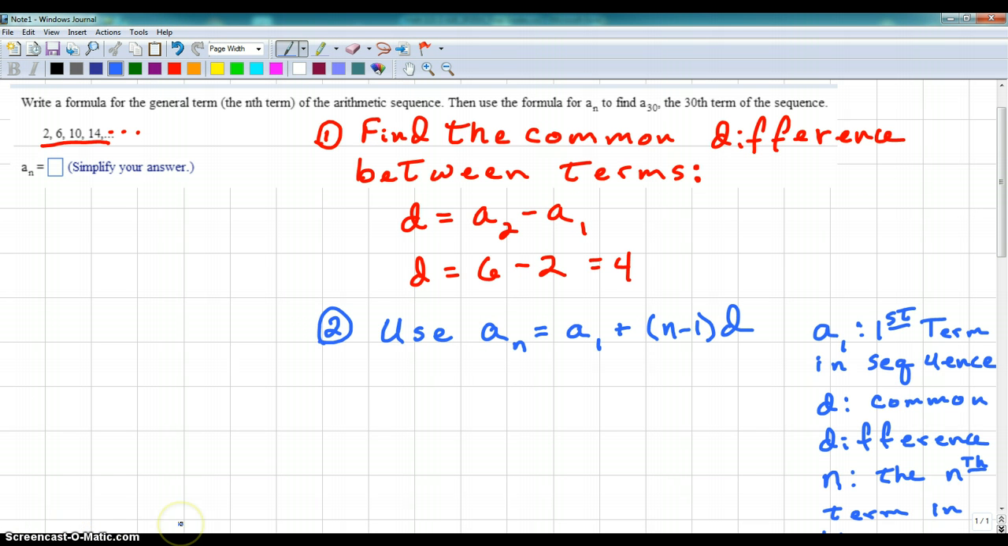Now that we know what the common difference is between any two consecutive terms, and that is the key, they have to be consecutive terms. And just in case you're having problems coping with the subscripts, the subscripts simply differentiate between two different terms.